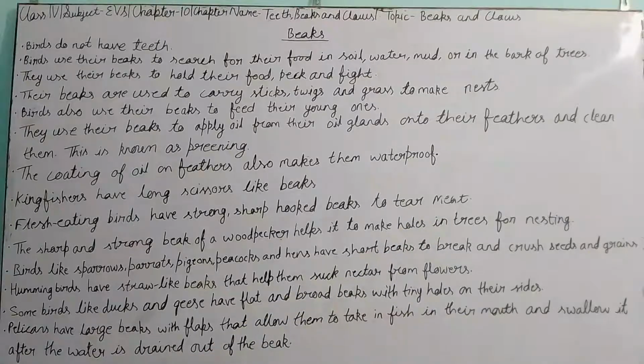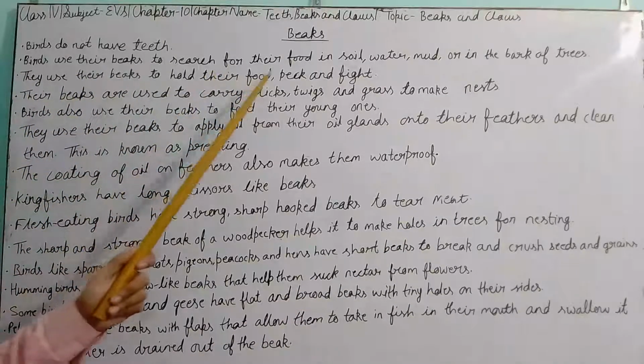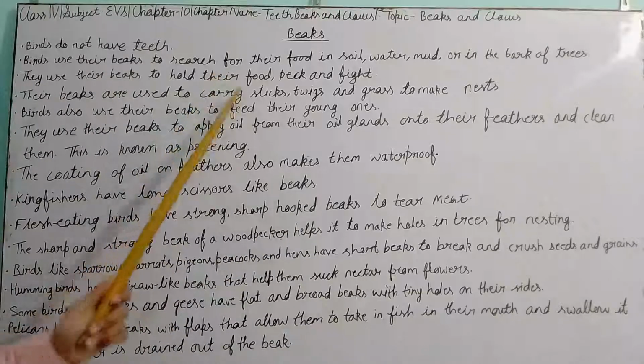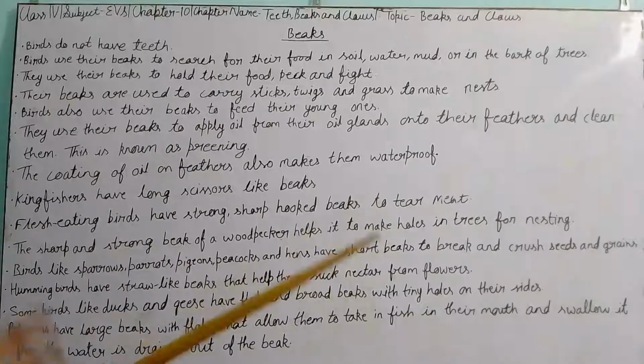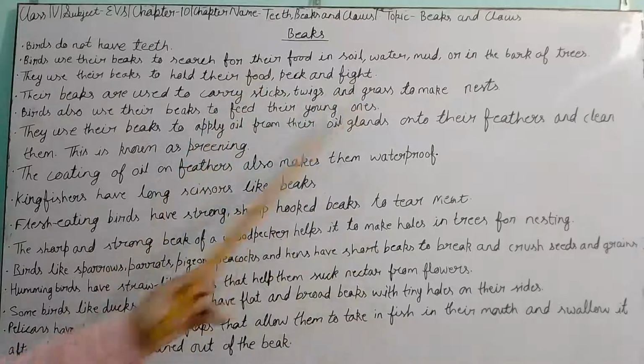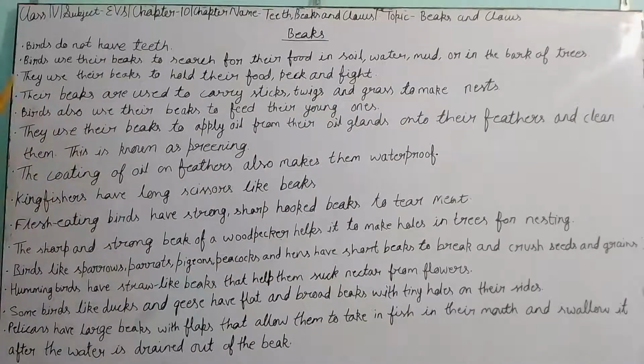They use their beaks to hold their food, peck and fight. With the help of beaks, they do other work. They hold their food tightly so it cannot slip. They can peck. They can easily take the food from the ground or other things. They can catch small things also. And they also fight with the help of these beaks.